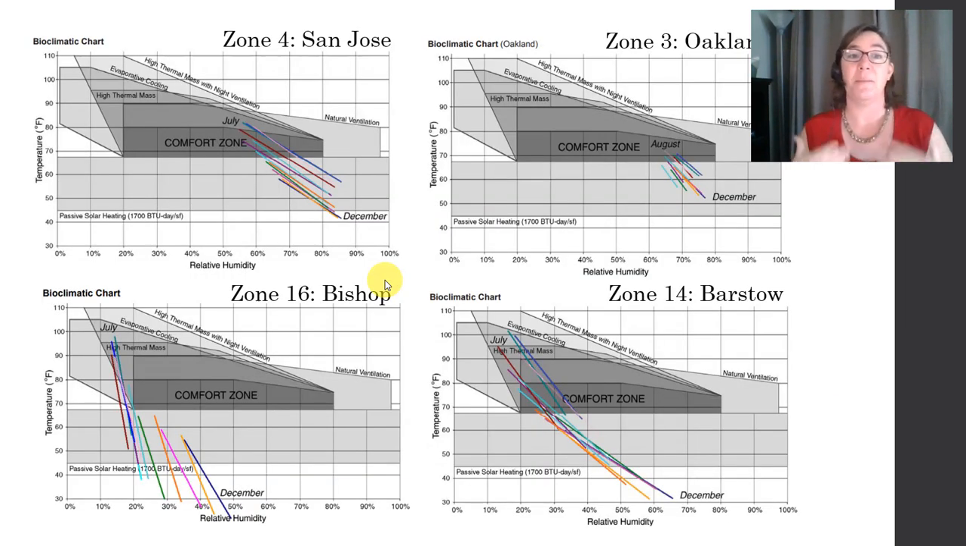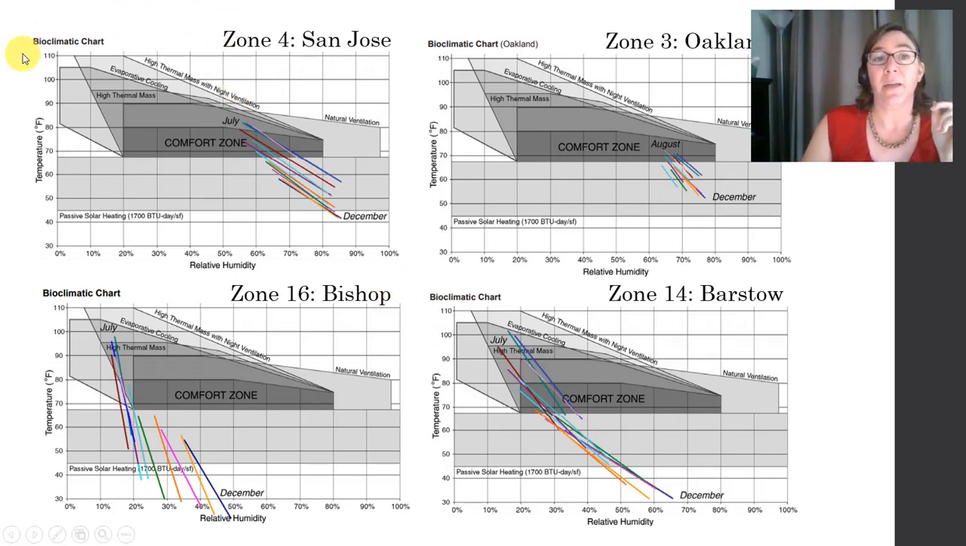Let's contrast this bioclimatic chart for San Jose with some of the other zones in California and see what we can learn. So again, taking a look at the top left here for zone 4, or San Jose, we have a good deal of our year in the human comfort zone. Probably the majority of the year requires passive or solar heating, and a little bit sticks out in the mechanical heating and the ventilation areas.